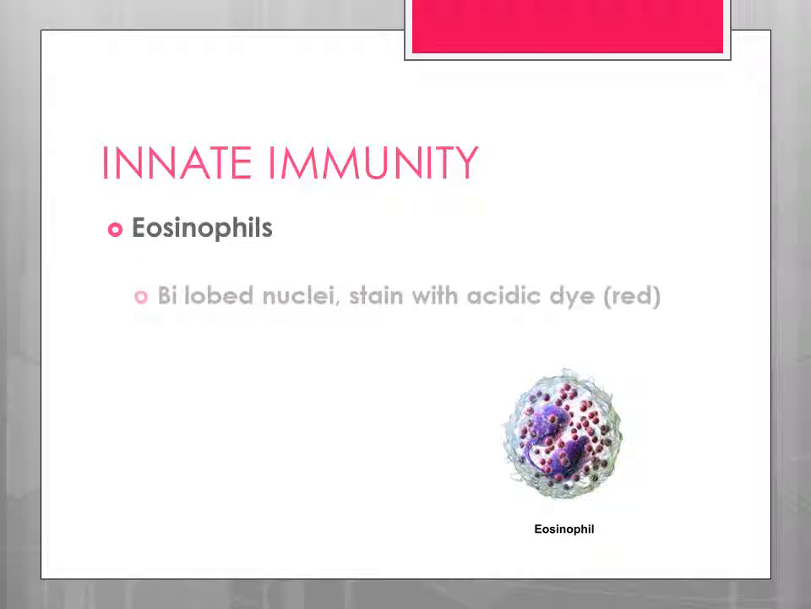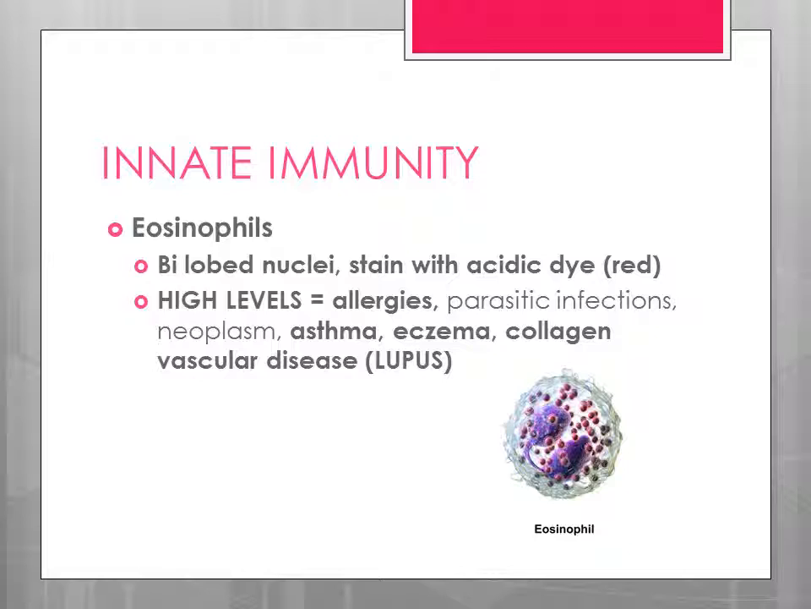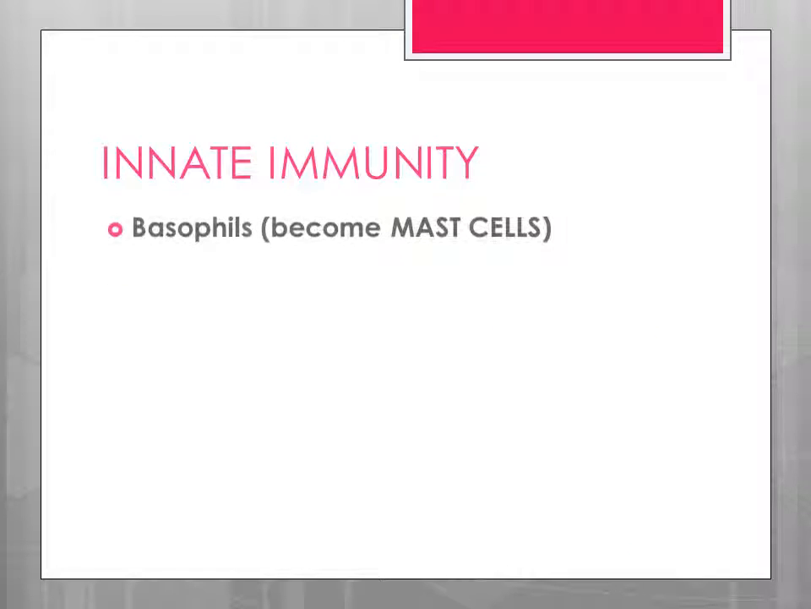There is your pretty little eosinophil. You can already tell that these are bilobed, right? You see the two lobes here, the two big purple little thingies, and they stain with acidic dye, and they stain red. That's why they're called eosinophils, apparently. High levels, again, are going to be associated big with allergies, asthma, and eczema. These are big things, and you'll learn later on that asthma and eczema, for the most part, go hand in hand, all right? So they're going to be highly associated with that. Collagen vascular diseases too.